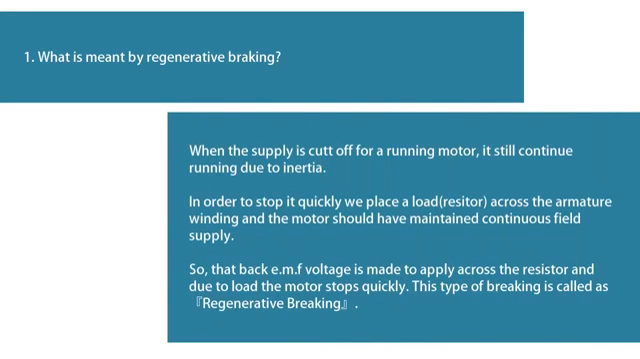When the supply is cut off for a running motor, it still continues running due to inertia. In order to stop it quickly, we place a load, a resistor, across the armature winding, and the motor should have maintained continuous field supply. So that back EMF voltage is made to apply across the resistor, and due to the load the motor stops quickly. This type of braking is called regenerative braking.